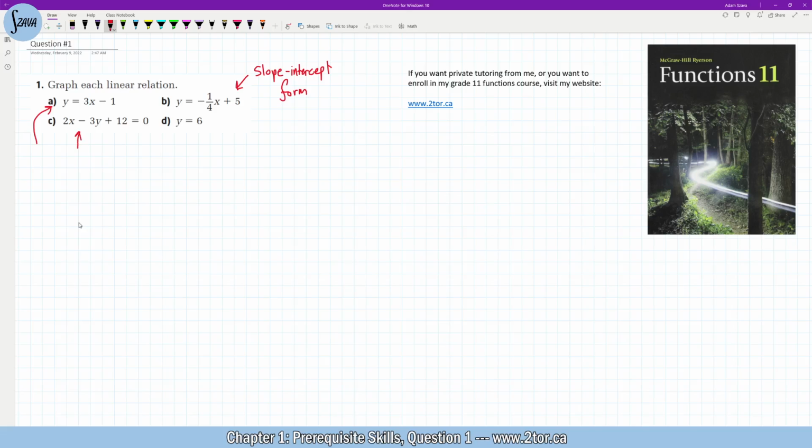This is in standard form. Okay, so I'll draw it with a different color. So standard form. It's called standard, right? And this one is actually technically still in slope-intercept form, but it's a little harder to see. So a little bit of a trick there.